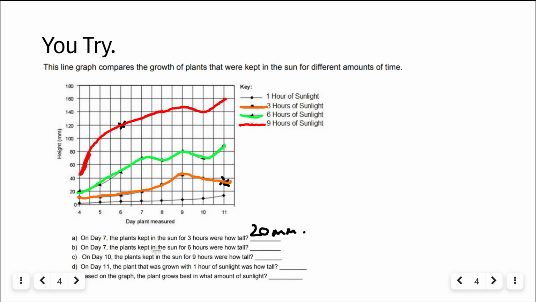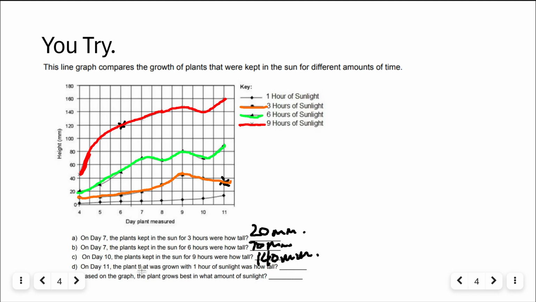On day 7, the plants kept in the sun for 6 hours. So 6 hours is my green plant, or green line. On day 7, the plants for 6 hours, that's the green line, were how tall? Looks like halfway between 60 and 80, so 70 millimeters. On day 10, the plants kept in the sun for 9 hours is the red one. Okay, 9 hours is the red one. How tall? 140.